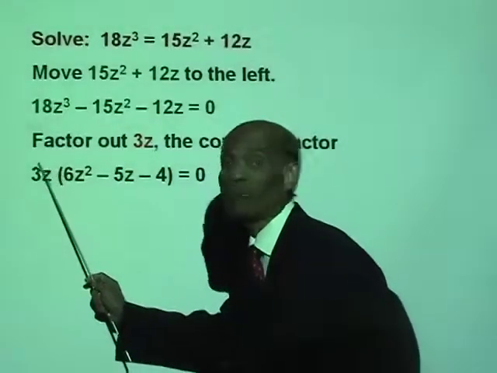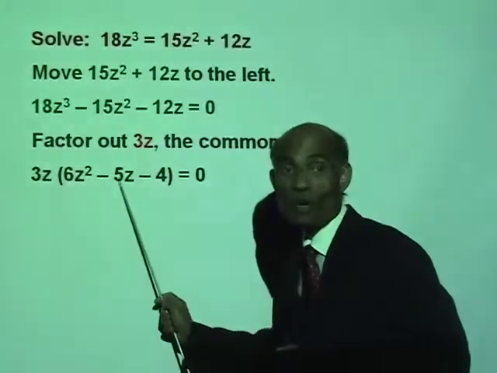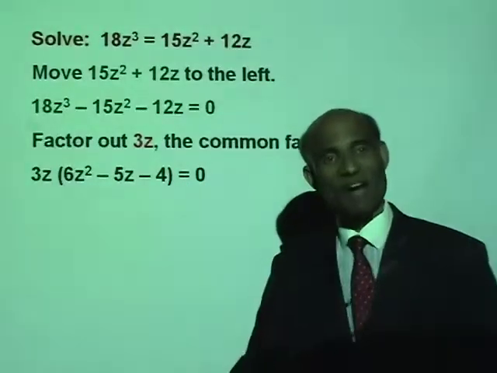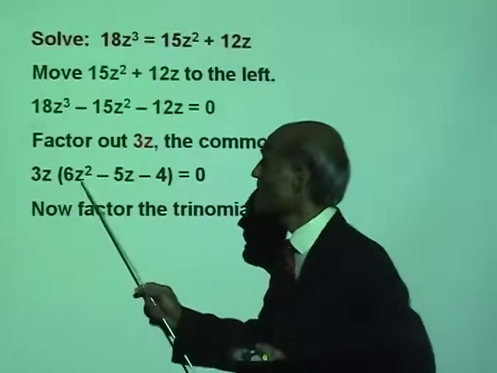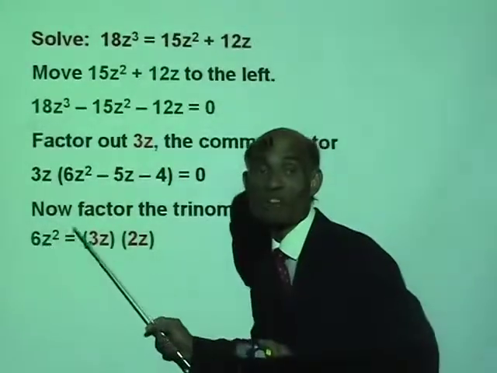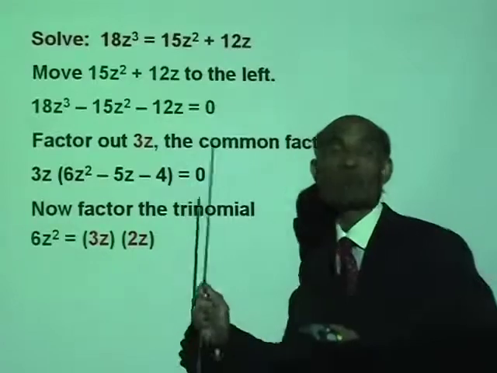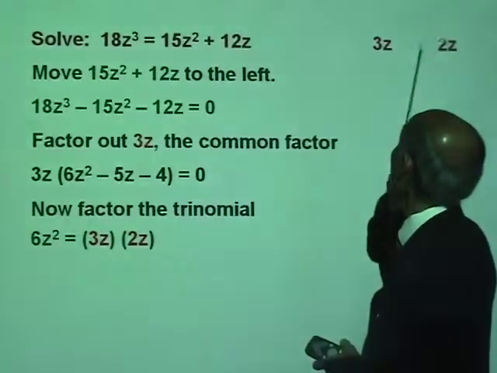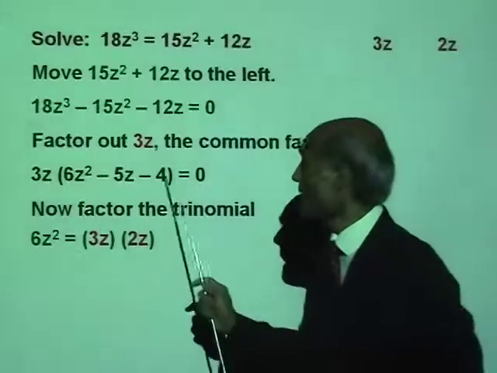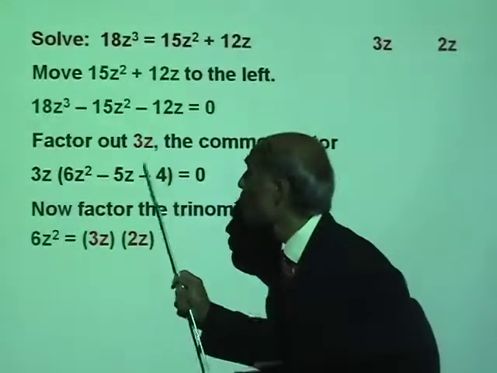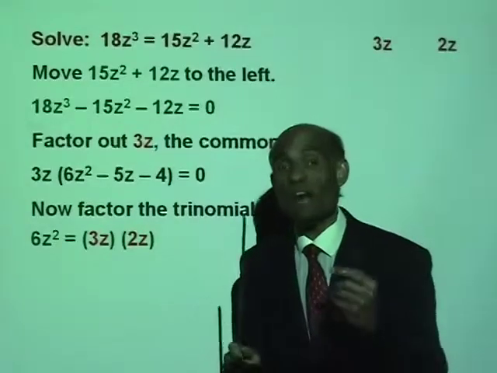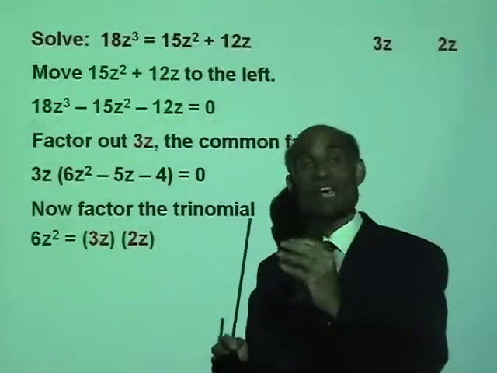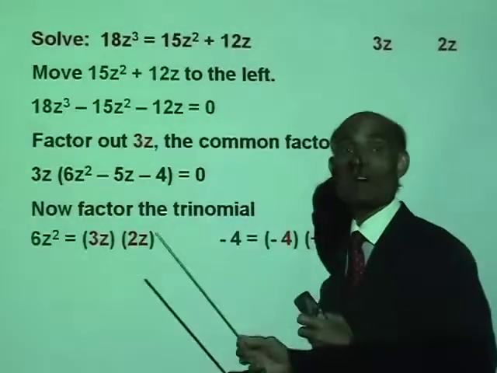Now we have factored the common factor out. What is inside the parenthesis is a trinomial. Let's factor that trinomial. Now 6z squared can be factored as 3z times 2z. No problem there. Write 3z and 2z. Now the last term is negative 4. You need to factor it as the product of a positive number and a negative number. You need to do it by trial and error.